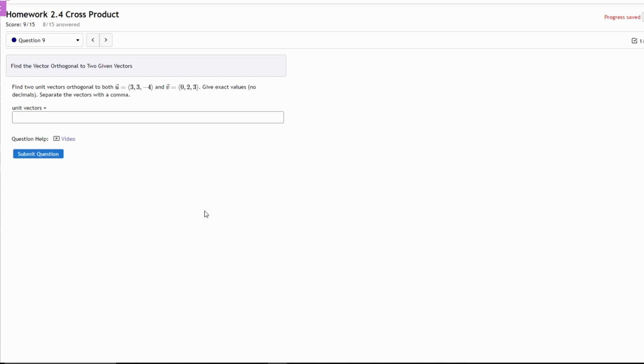Hello everybody, today we'll be doing two things. I'll be showing you guys how to take a cross product, and we'll also be finding vectors orthogonal to two given vectors. So, let's take a look at this question. It's asking us to find two unit vectors orthogonal, which just means perpendicular, to these two given vectors here.